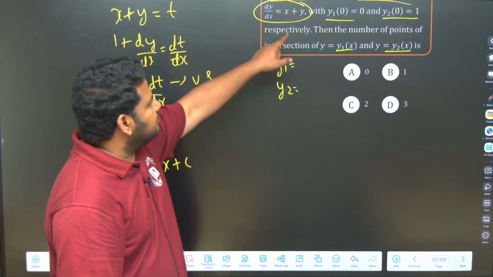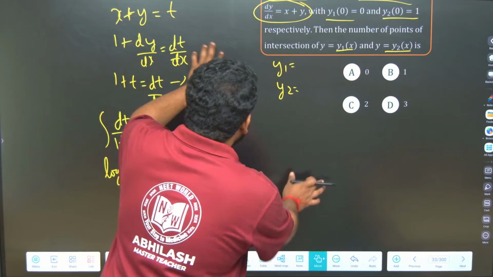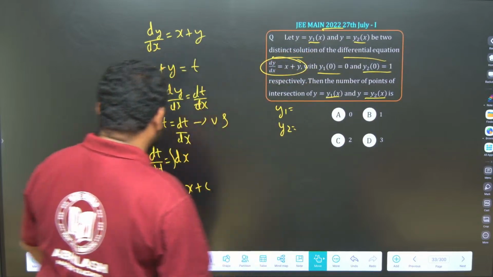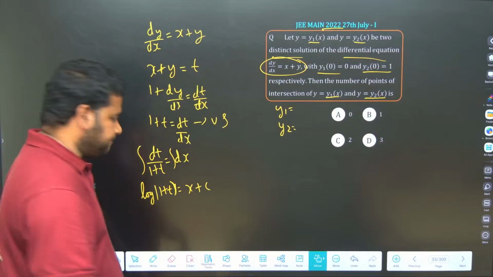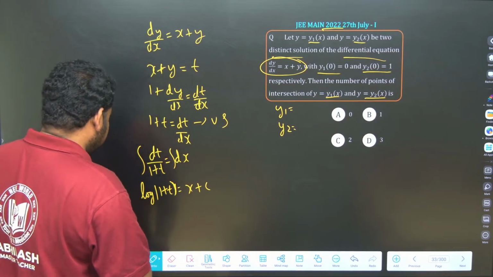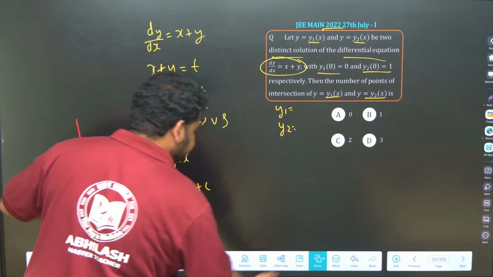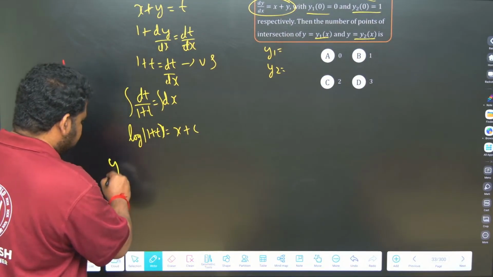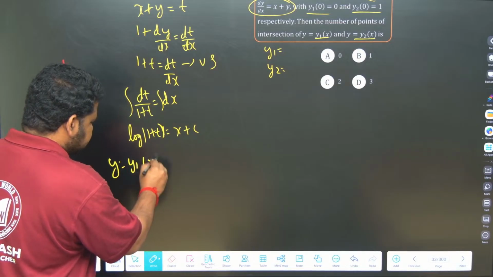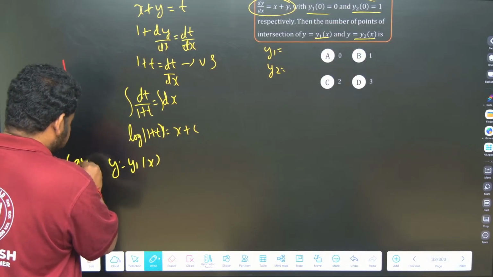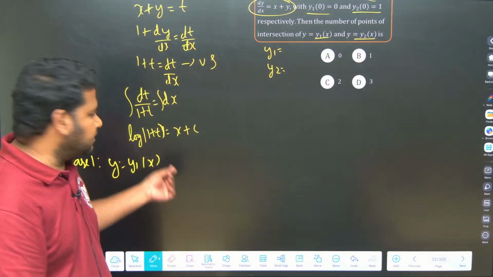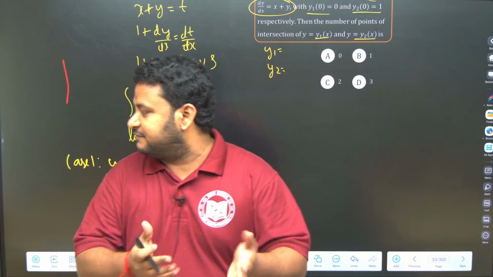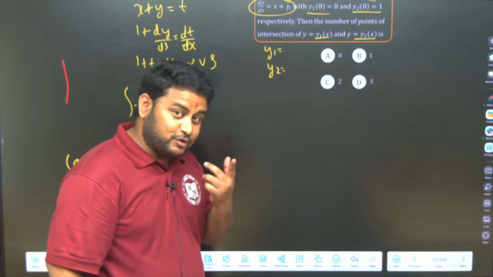Now what is it that they have given? They have given y is equal to y1 of x. So let me take case 1. See here, case 1: y is equal to y1 of x. So if I put the t value, x plus y, wherever y is there, I should put y1.